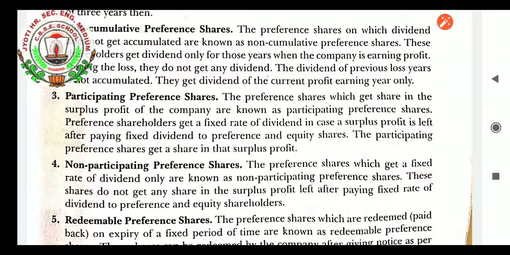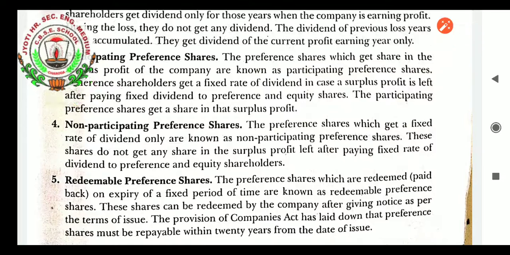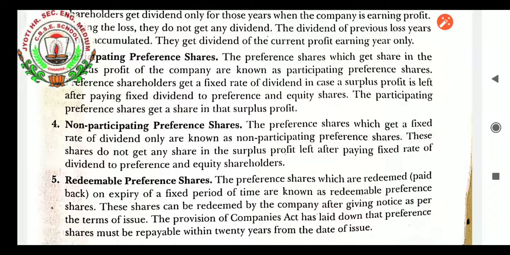Preference shareholders get a fixed rate of dividend, and in case surplus profit is left, after paying the fixed dividend to preference and equity shares, the participating preference shares get a share in that surplus profit. Non-participating preference shares: the preference shares which get a fixed rate of dividend only are known as non-participating preference shares. These shares do not get any share in the surplus profit left after paying the fixed rate of dividend to preference and equity shareholders.